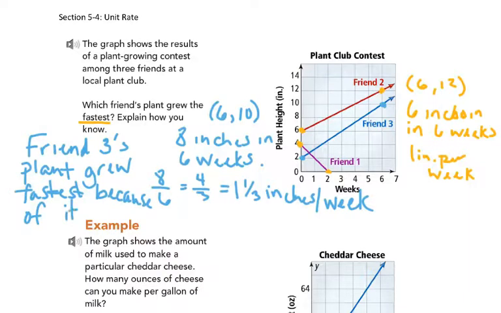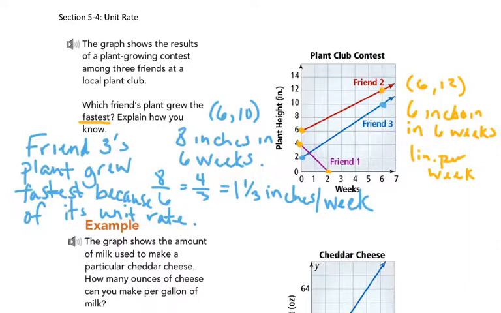All right. Let's take a look at the next example. In the next example, the graph shows the amount of milk used to make a particular cheddar cheese.